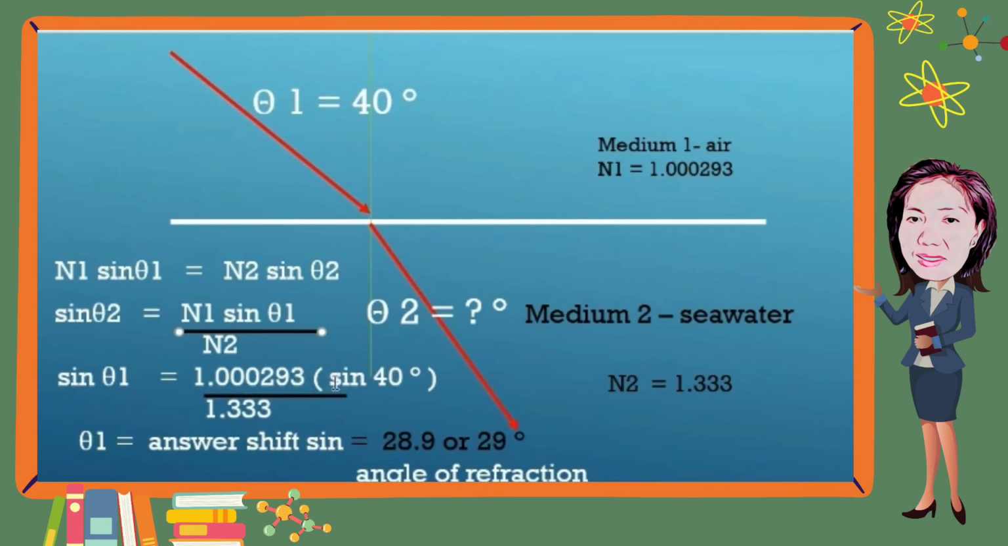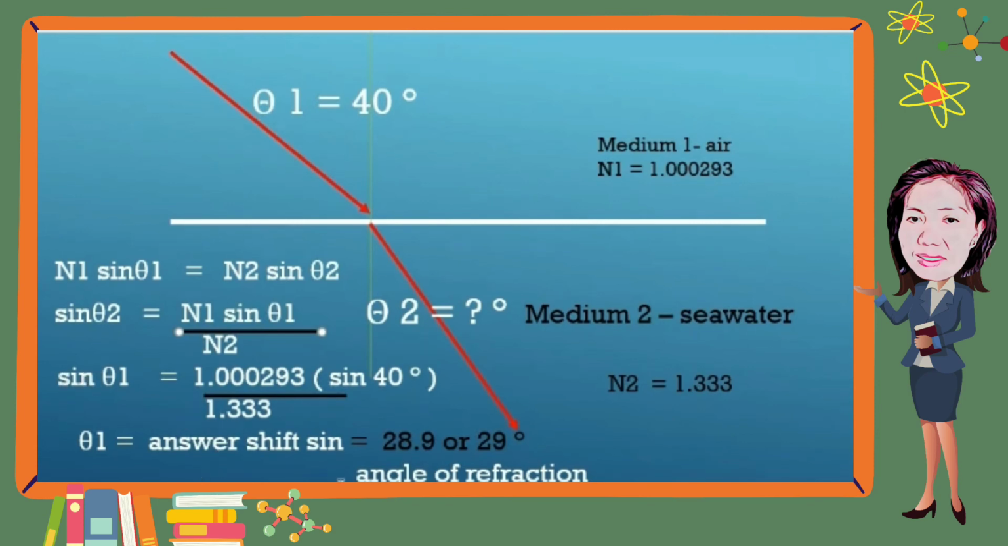Paano gawin? So, get your scientific calculator now. First gawin mo is click mo ang sine, followed by 40. 40 lang. Sine 40 times 1.00293. Walang mag-equals ha. Dire-diretso lang. Sine 40 times 1.00293 divided by 1.33.